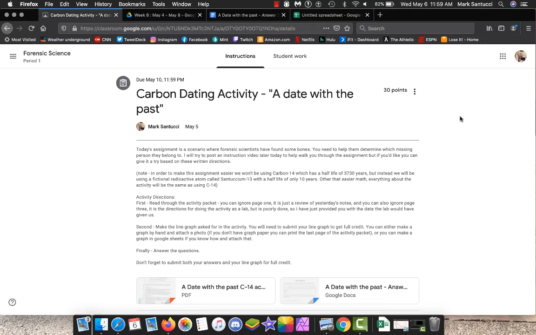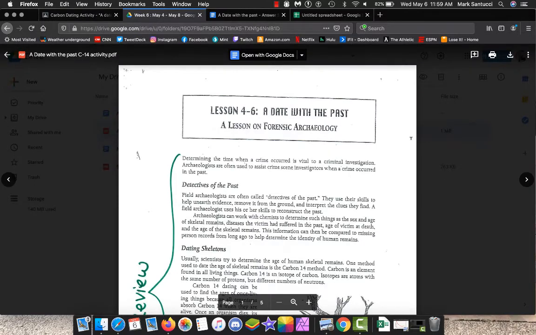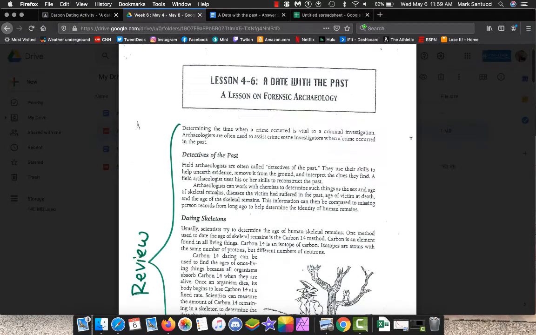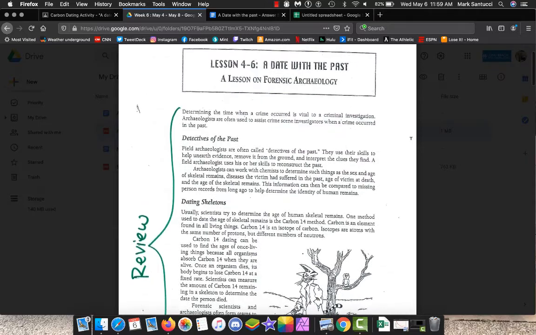I'm going to try and explain the activity for carbon dating. This is the activity on our Google Classroom, and there are directions here on what to do. So it says first read through the activity packet. When we open that up, we have our activity packet. This first page, you can either reread or skip.